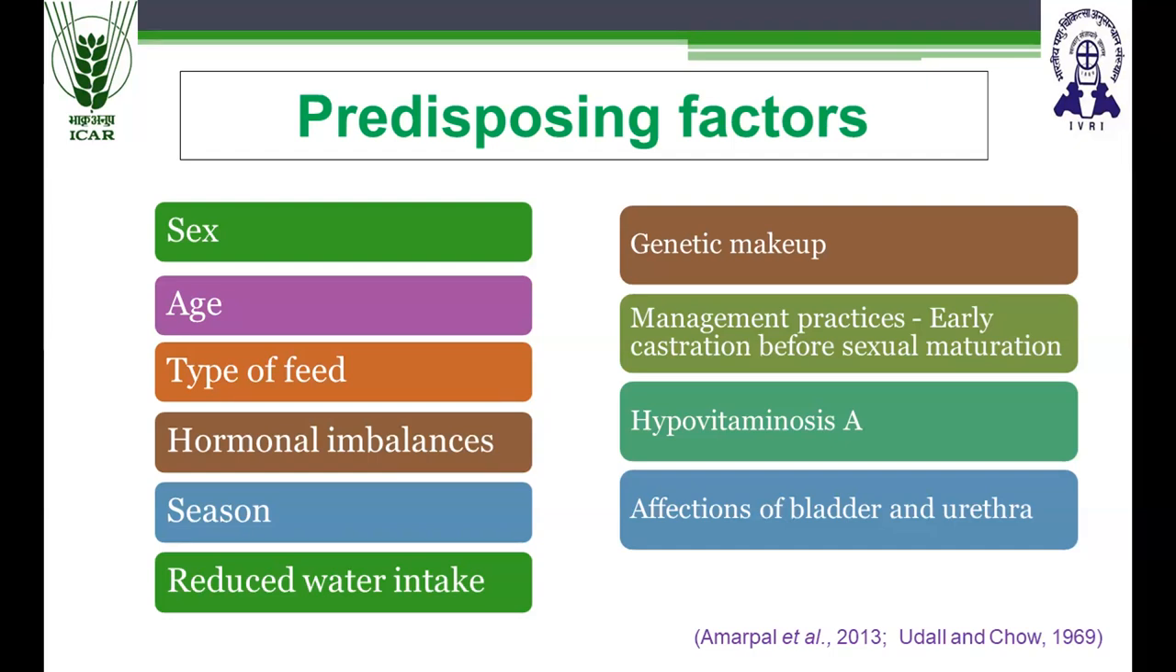Management practices, early castration that I already mentioned, hypovitaminosis A and hypervitaminosis, where vitamin A is required for the normal integrity of the urinary epithelial cells. So in hypovitaminosis A, there can be denudation of epithelial cells of the bladder, which can shed into the bladder and act as a nidus. And in case of affections of the bladder and urethra, any urinary tract infection can precipitate the formation of calculi, especially struvite calculi.